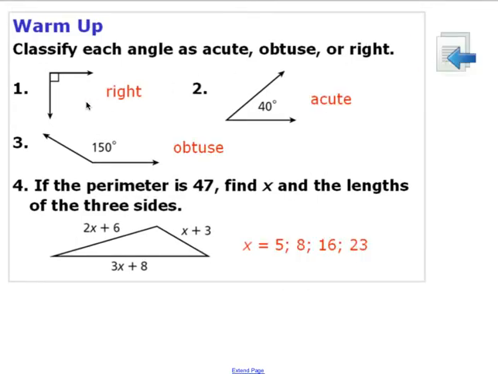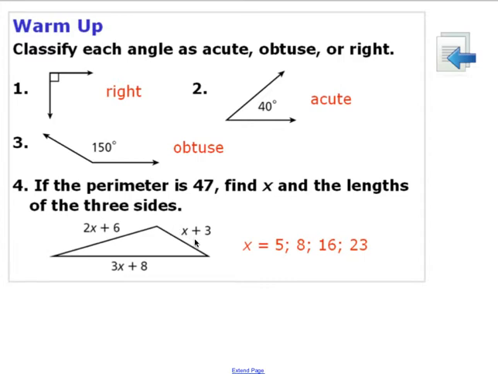As you can see, the first angle is a right angle that's exactly 90 degrees. The second angle is acute. An acute angle is between 0 and 90 degrees. And the third angle is obtuse. It's greater than 90, but it's less than 180.